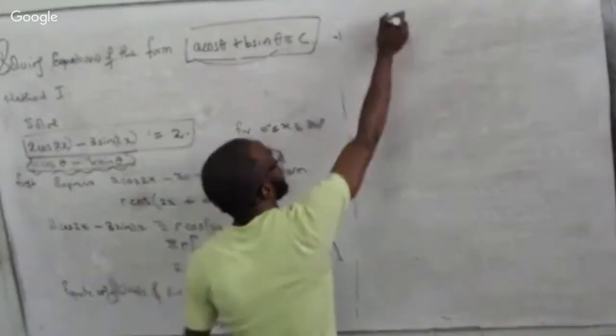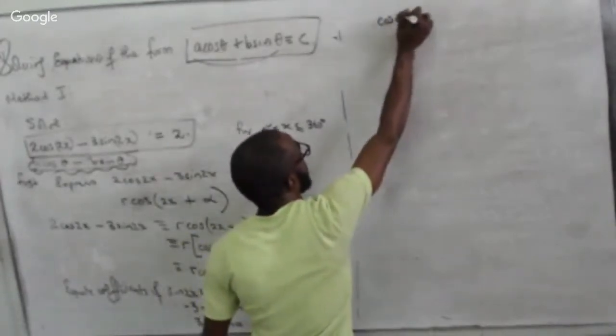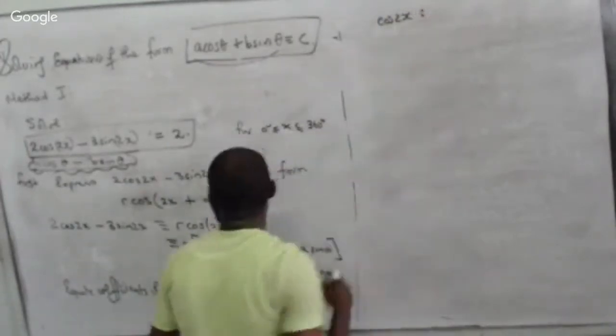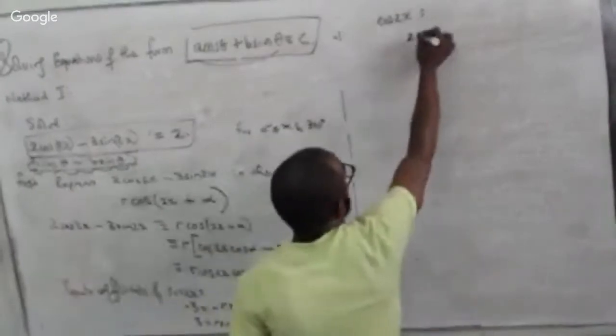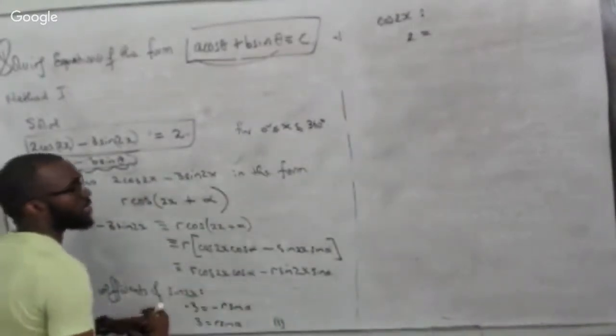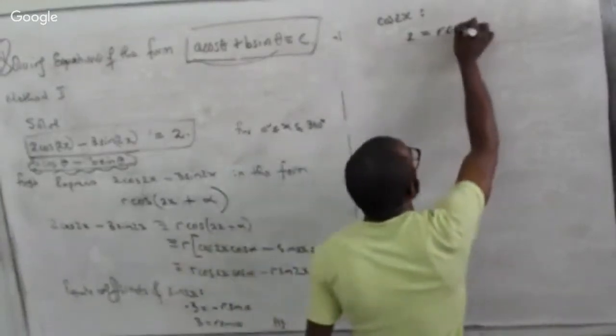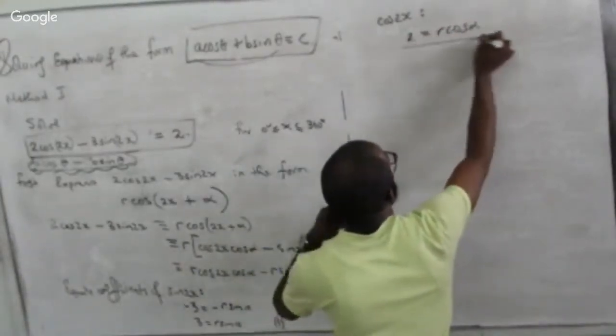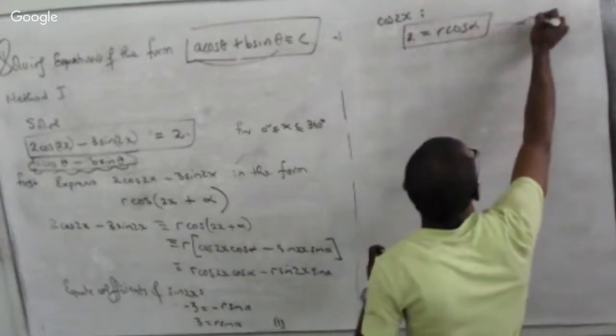And then I need to equate cosine 2x. What multiplies cosine 2x on this side? 2. On the other side, what multiplies cosine 2x is r cos alpha. And that I will call my equation 2.